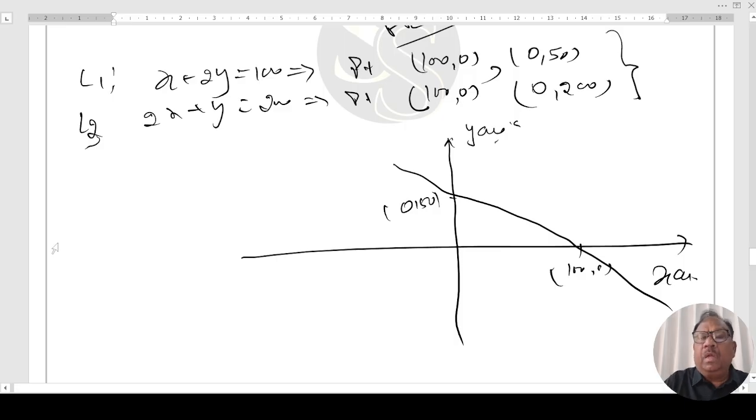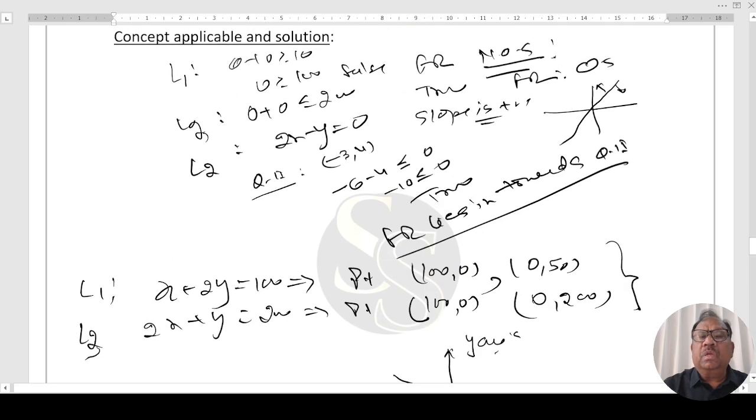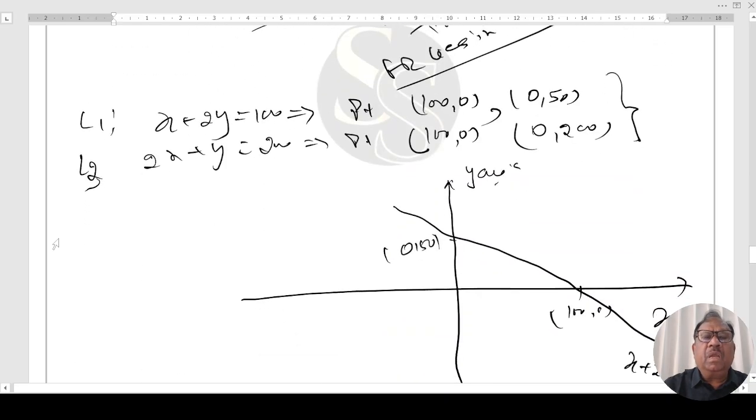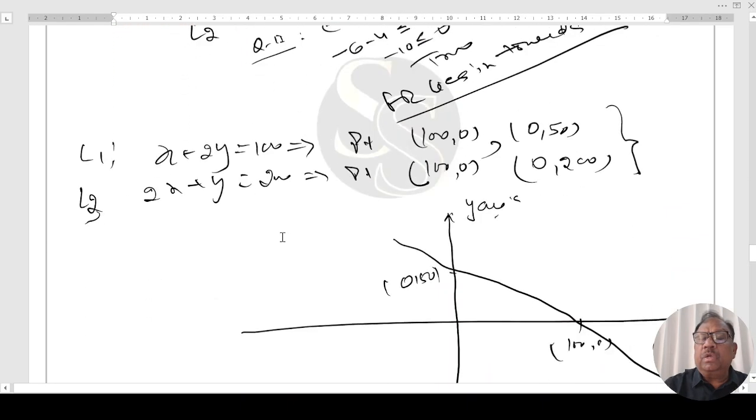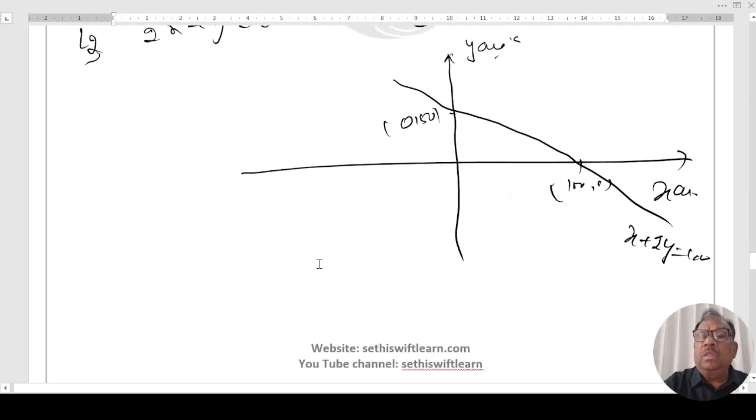This line is x plus 2y equal to 100. x plus 2y के लिए कौन सा रीजन आया था? That is line L1. L1 is feasible region non-origin side. Non-origin side means this is the region. This is the region. Right?